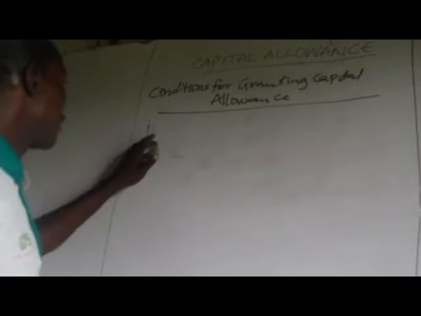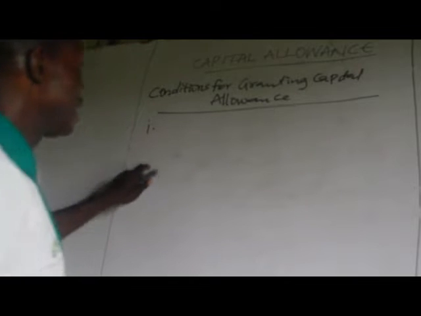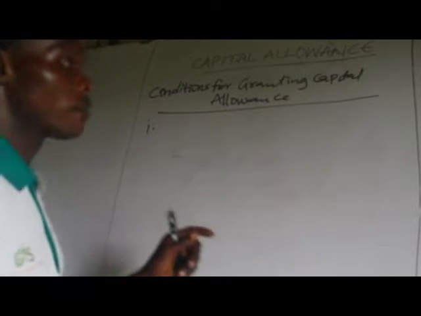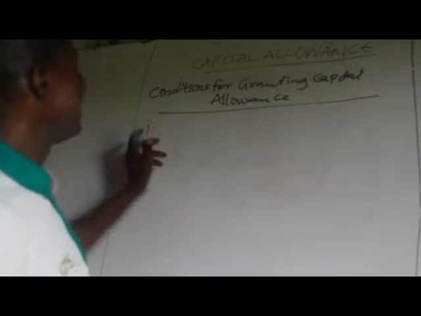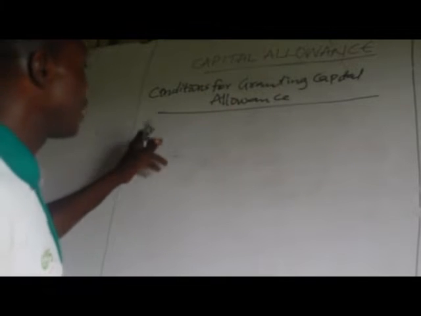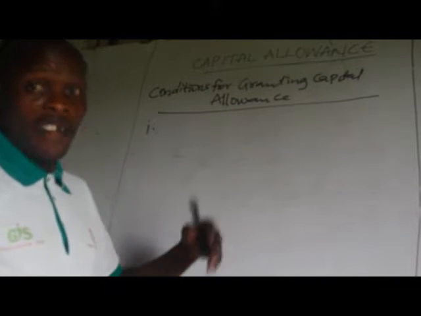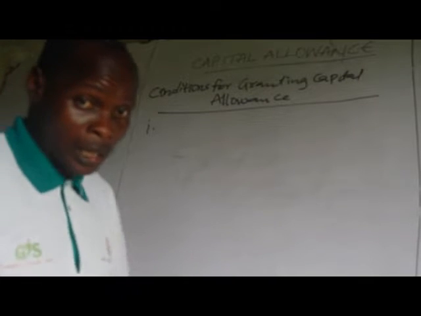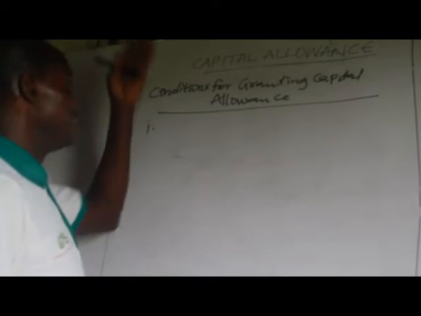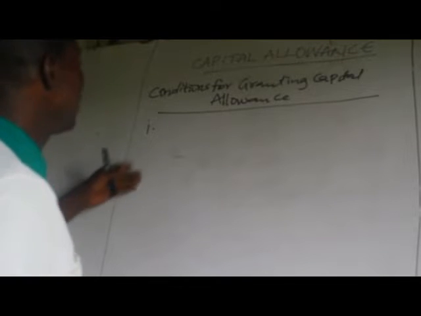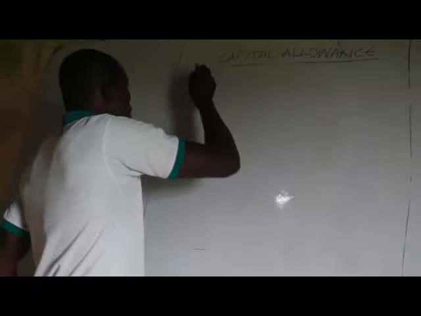Number three condition for granting capital allowance, assets must be in use at the end of the basis period. The qualifying capital expenditure, that is that asset, must be in use at the end of the basis period.